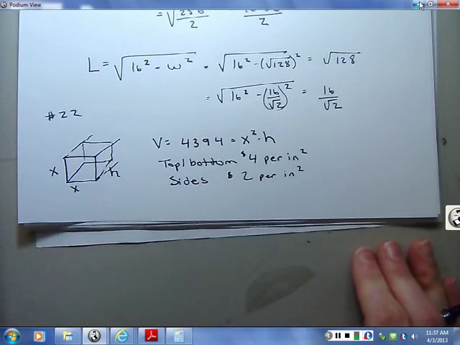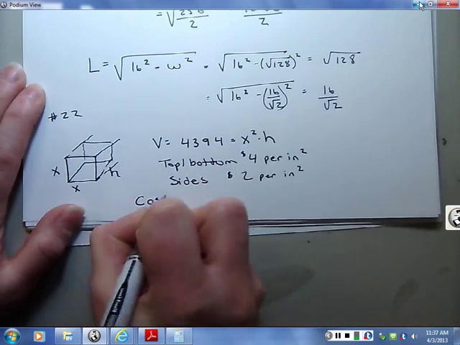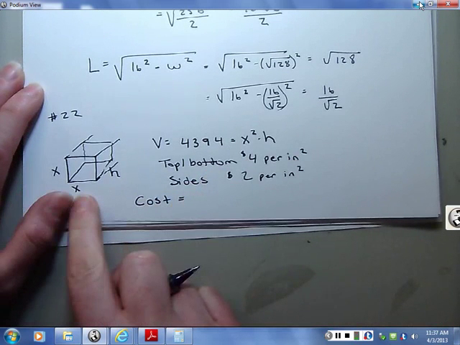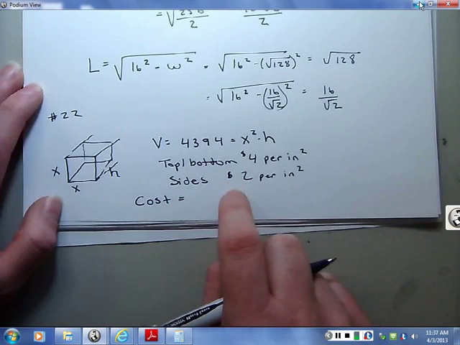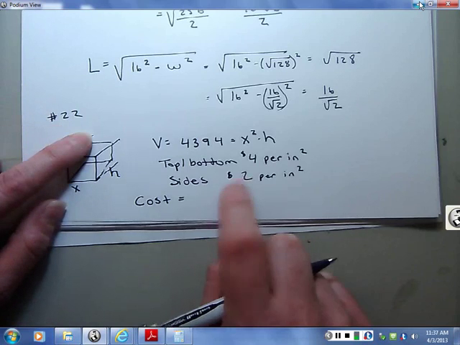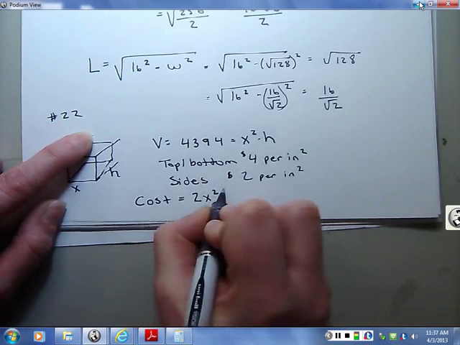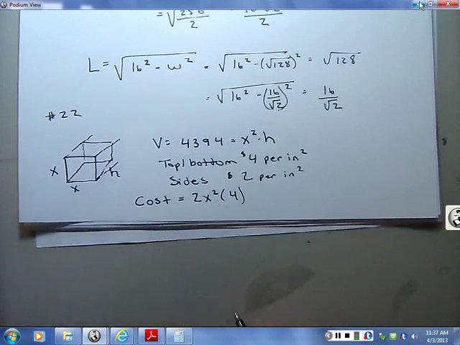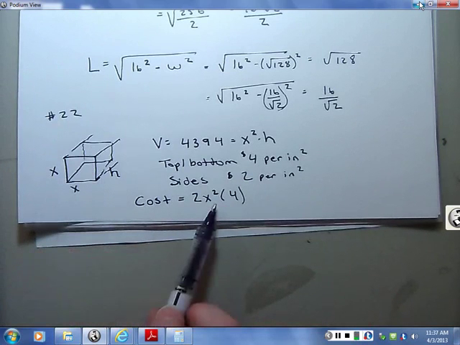What do I want to minimize? The cost, right? So I need a function for cost. So cost, how much does it cost to make the top? Very good. 4 times x squared. And how much does it take to make the bottom? 4 times x squared, right? So I have 2 of those. So I have 2 x squareds, and that costs me $4, right? The area of the bottom is x squared, the area of the top is x squared, and it costs me $4 per square inch to make those.